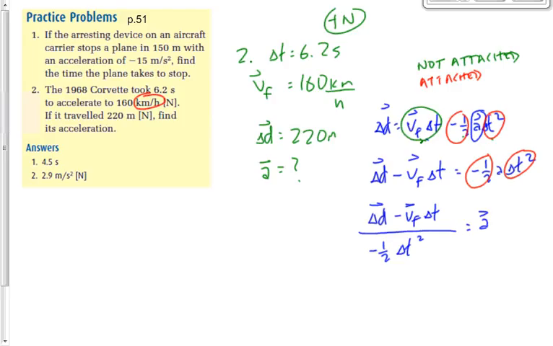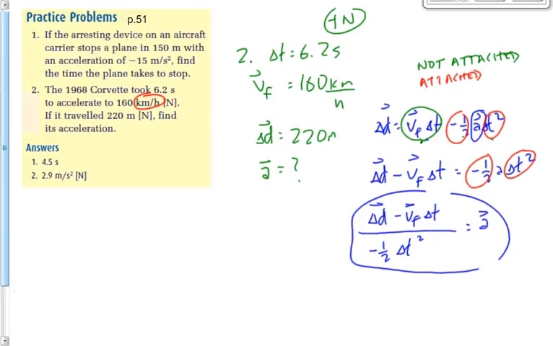See what I've done there? I've got rid of what's not attached, and that's always going to happen by adding or subtracting. Then I get rid of what is attached, and that's always going to happen by multiplication or division. Since I added VFT on the right side, I take it to the other side by subtracting. Since I multiplied negative 1/2 and t squared on the right side, I take it to the other side by dividing. That's kind of an ugly looking equation now, but it's a perfectly valid equation. Doesn't matter what it looks like.